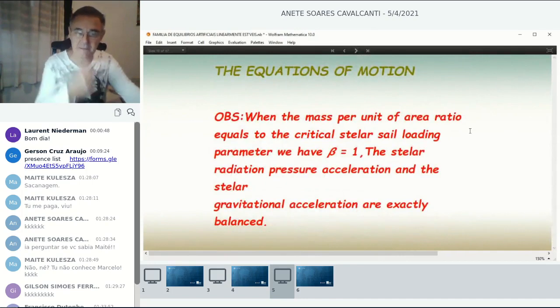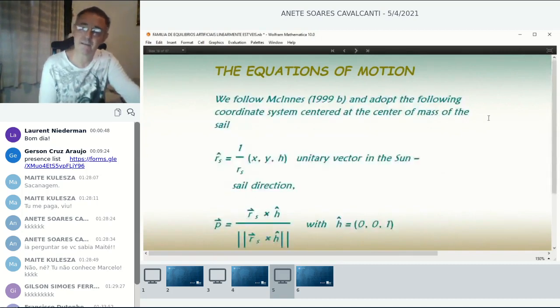Well, just an observation based on what I said. When the mass per unit of area ratio equals the critical stellar sail loading parameter, that's the sigma star that I just mentioned, we have that beta is equal to 1, and the star radiation pressure acceleration and the star gravitational acceleration balance each other. They're exactly the same.